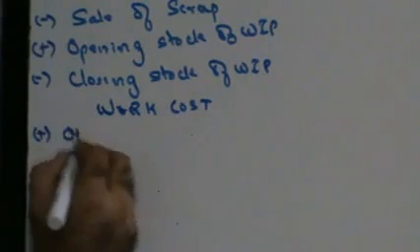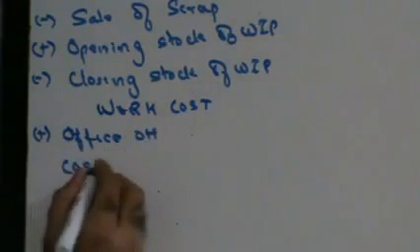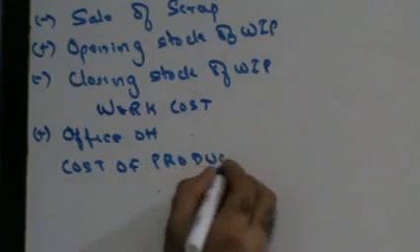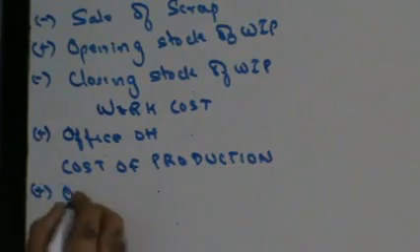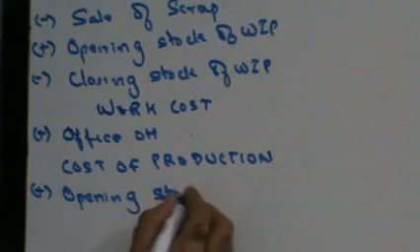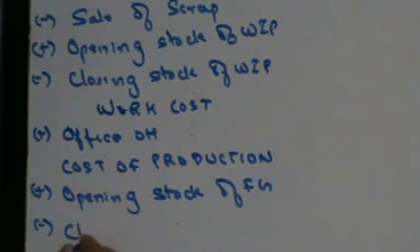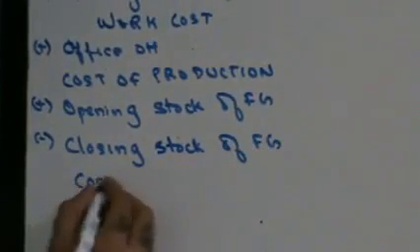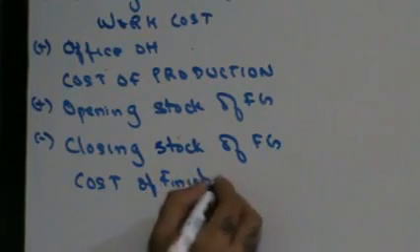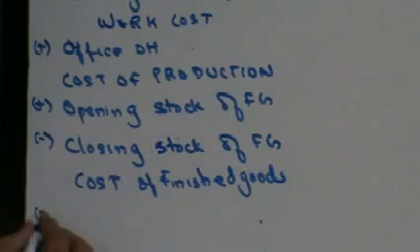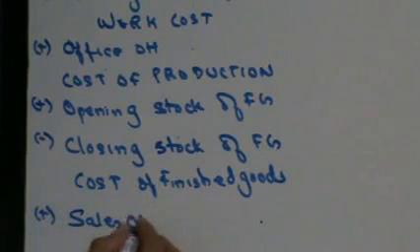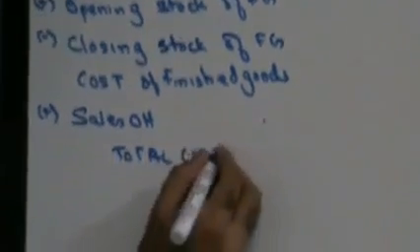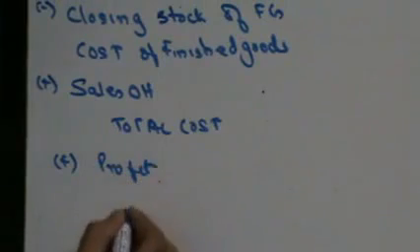So there's no fixed variable in the building? No, we don't have this, right? Here you will have then office overheads, cost of production, and opening stock of finished goods, less closing stock of finished goods, cost of finished goods, add sales overhead will give you total cost, add profit, sales, right?